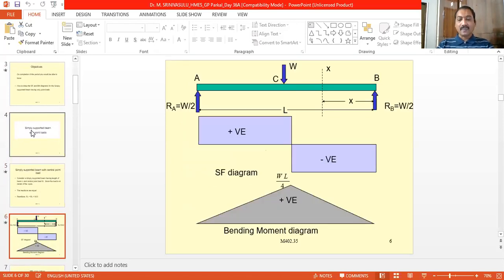Now, this is the simply supported beam. The beam shown in the green color, that is AB, is the simply supported beam, which is supported at the two ends A and B. It carries a point load of W at the midpoint, that is at the point C.